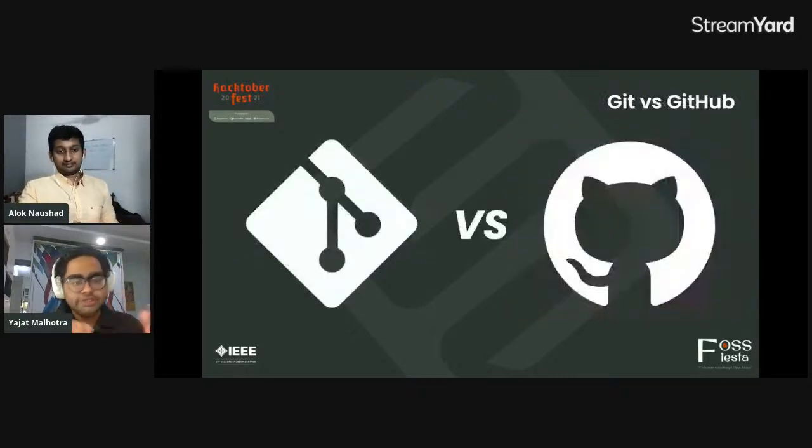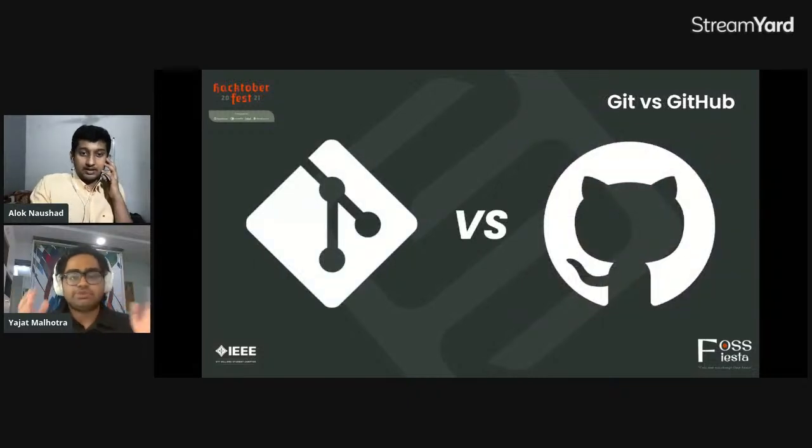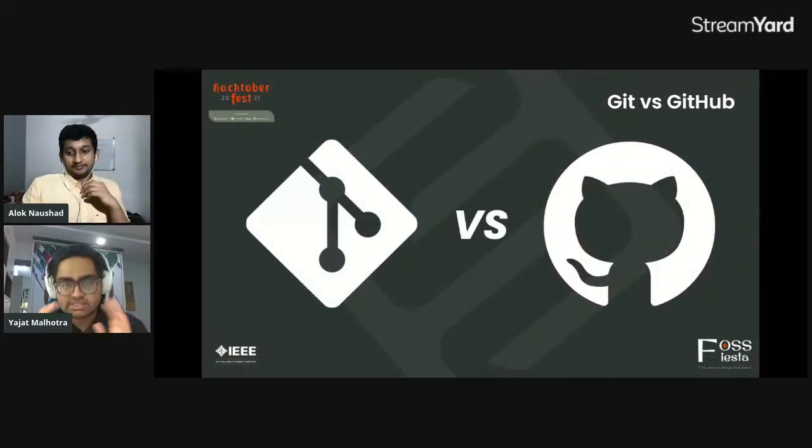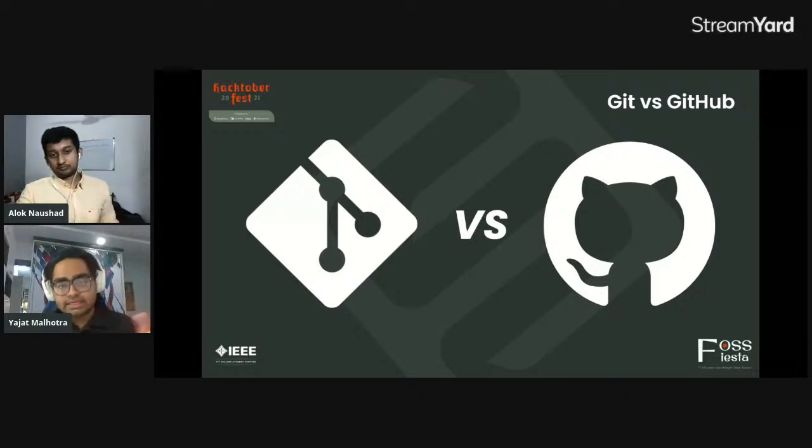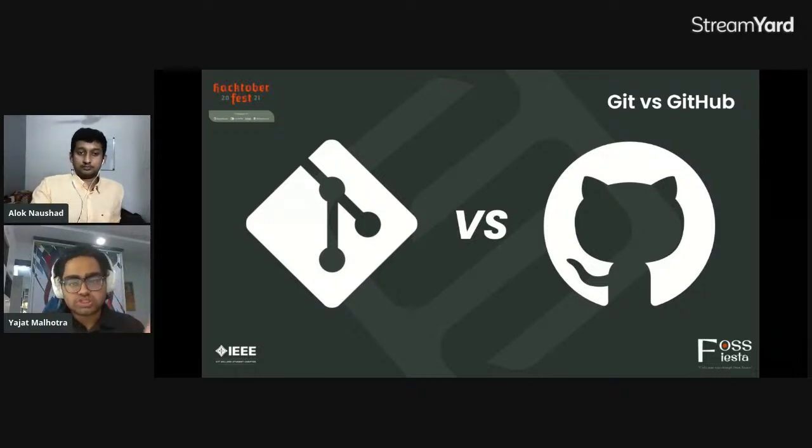Many newcomers have this common misconception that Git and GitHub are the same thing. So let me tell you, no, they are not the same thing. Git is just a version control system, also known as VCS, which allows you to keep track of your source code's history. Whereas GitHub is a cloud-based hosting service which lets you manage your Git repositories.